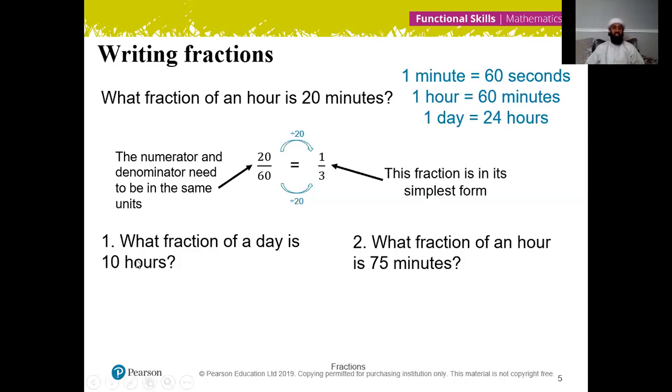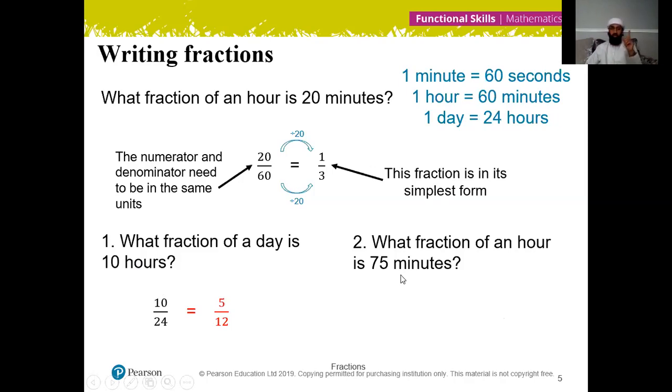Okay, so what fraction of a day is 10 hours? So it should be 10 over how many hours in a full day? 24. 10 over 24, then you'd simplify it. So 10 over 24 is the initial fraction we start off with. Simplifying, it's 5/12.